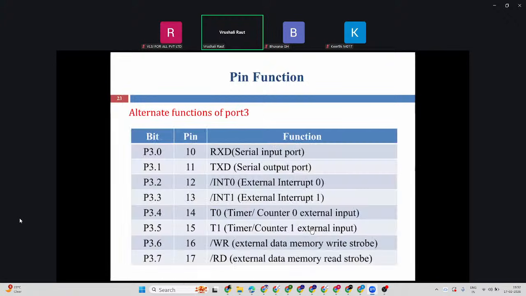Along with IO. I will not read the alternate functions of port 3 now. There I have already shown you the different alternate functions of port 3. Later on, we have to check in detail how these timers and interrupts are working.